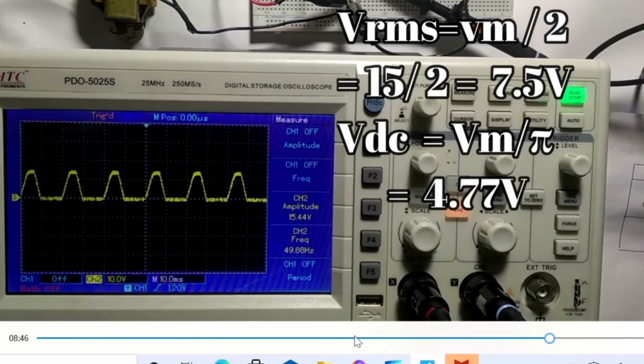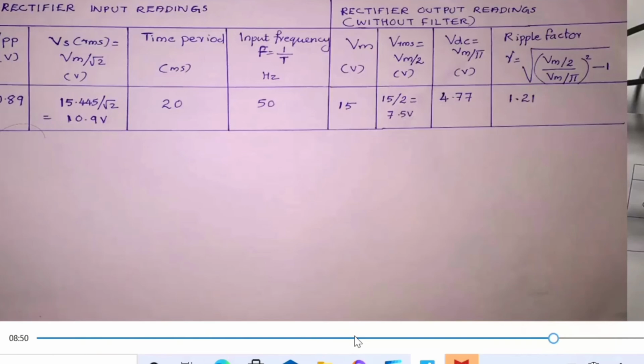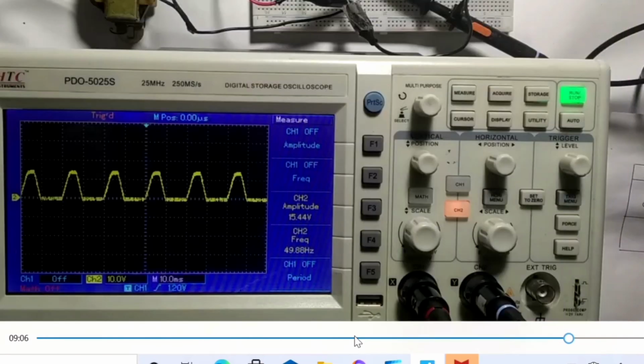Now we will calculate the ripple factor for a half wave rectifier. All the readings are given in tabulations. First we will observe with filter reading, then without filter reading. Without filter, I will explain later how we observed this maximum value and Vrms. So observe the readings and note them down in your observation notebook.